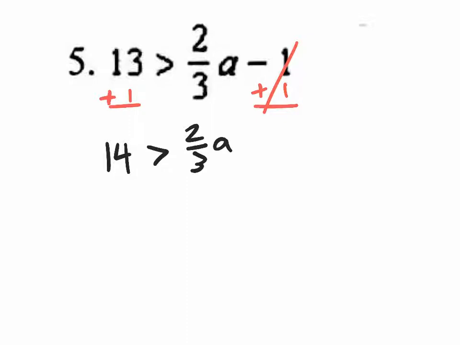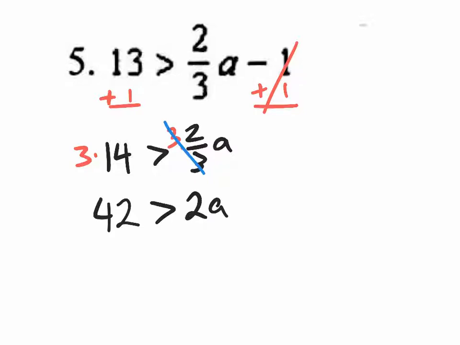And I still need to get the A by itself. I don't like that fraction. I want to get rid of that fraction by doing what? Multiplying both sides by 3. That way the 3's cancel out. 3 times 14 is 42, I believe. So we have 42. This did not flip because we didn't divide or multiply by a negative. We just multiplied by 3. This ends up being 2A.